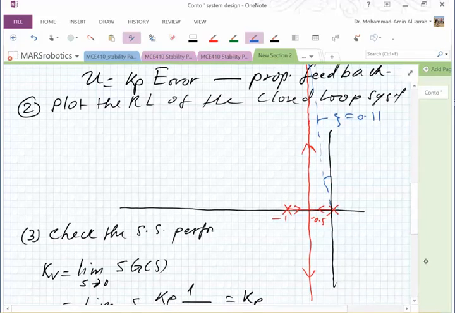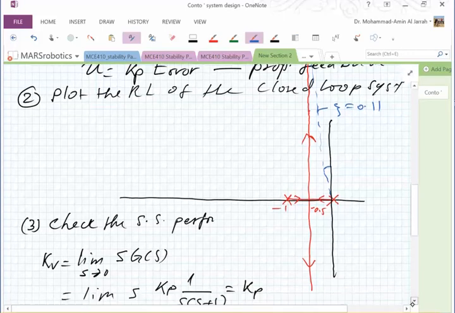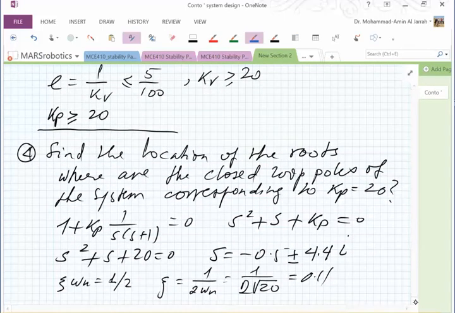Now can you tell me what is the problem with this location of the roots? The real part is small compared to the imaginary part. The damping is very small, 0.11. The overshoot will be very high for this system. So if I need to meet the steady state performance, what is happening to the transient performance? It's getting much worse, right? Very bad.